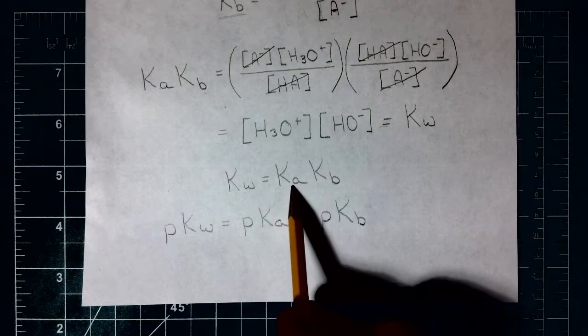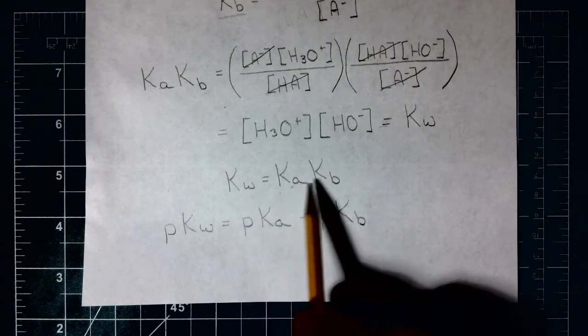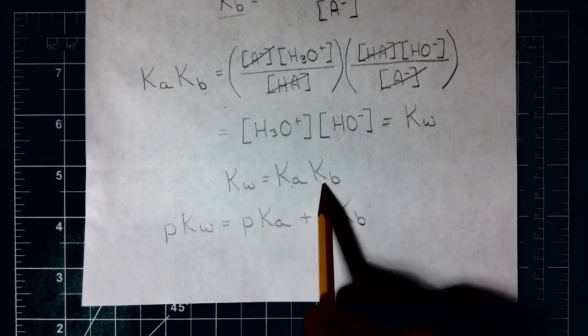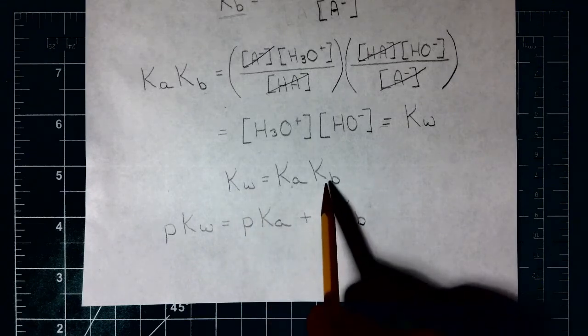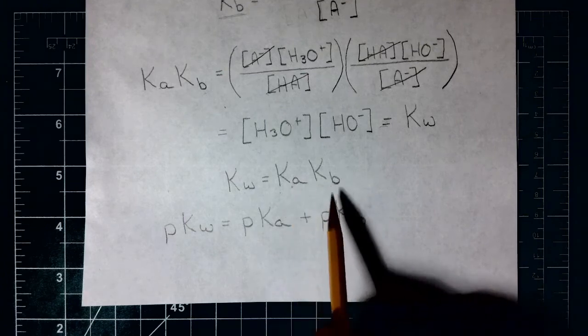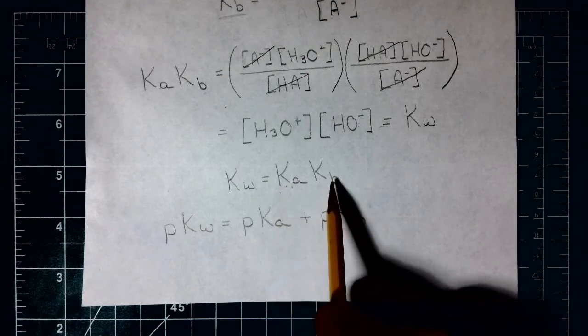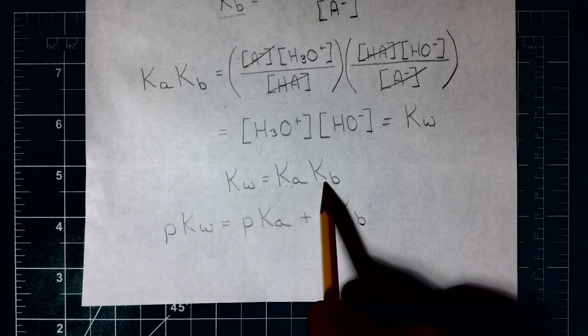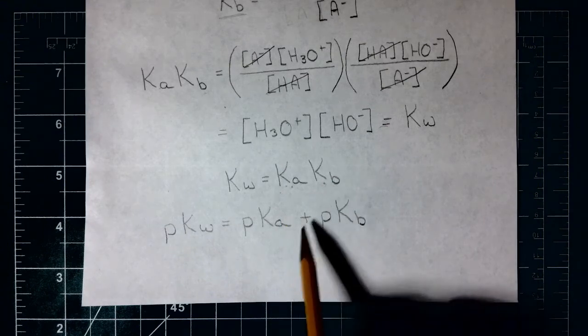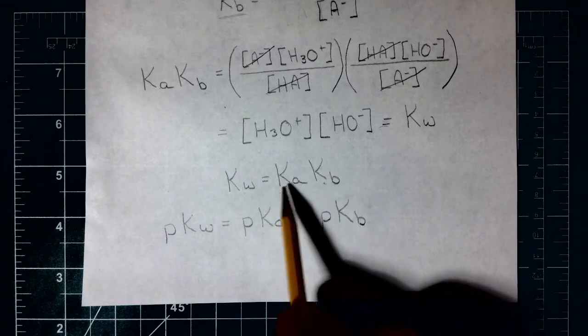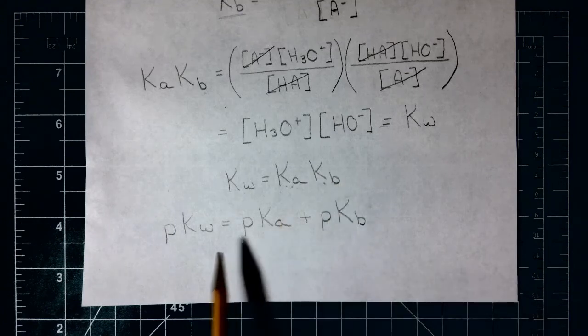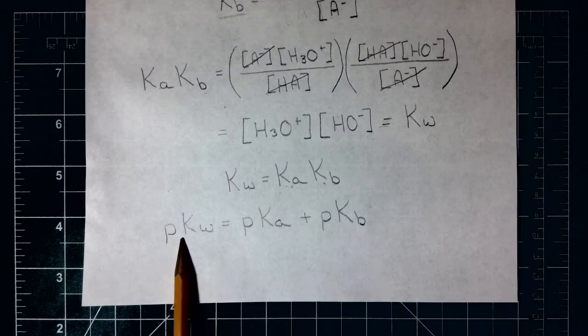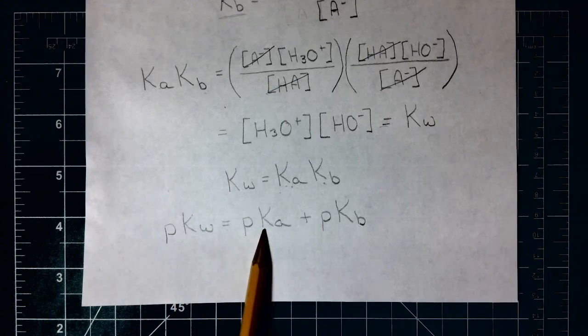So as the strength of the acid goes up, Kb has to go down to maintain this relationship. So the stronger the acid is, the weaker the conjugate base is going to be, and vice versa. This is how we get this inverse relationship here. And we can do the exact same thing that we did for pH and pOH and say that the pKw is equal to the pKa plus the pKb.